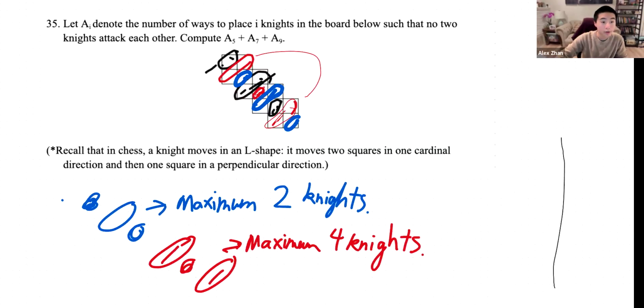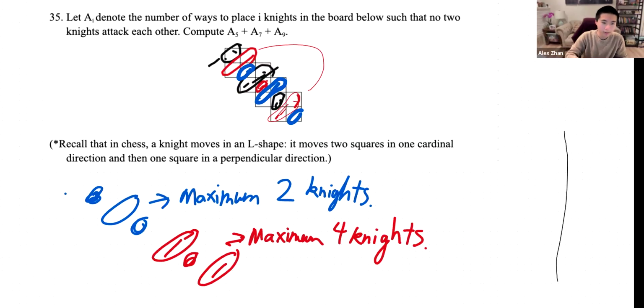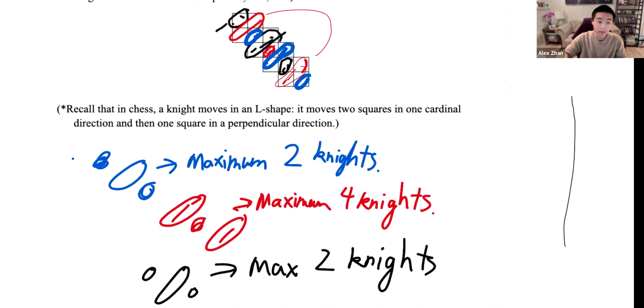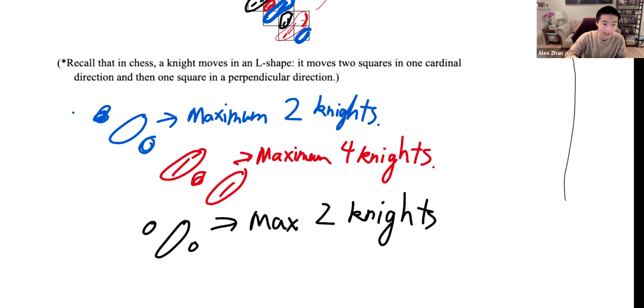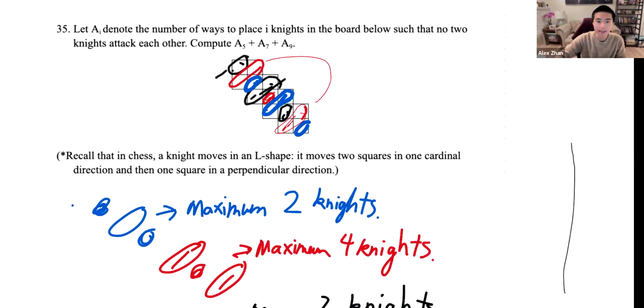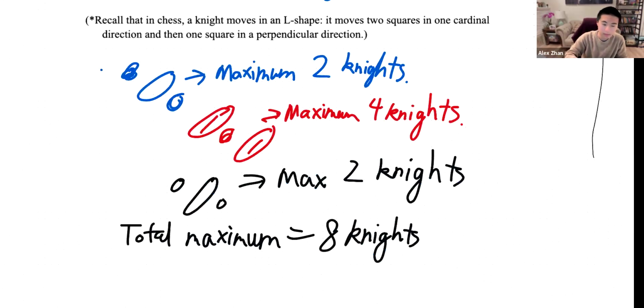And now let's talk about the black group. The black group, as I said earlier, is just symmetric to the blue group. Again, max 2 knights. So then what is the maximum number of knights we can hold? The total maximum is 8. So the total maximum of 8 knights basically means that 9 knights is impossible. In other words, A9 is 0. So A9 is actually the uninteresting, more trivial case.